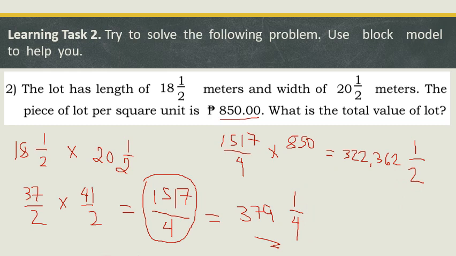Kapag ito ginawa nating mixed number, mali pala to, hindi fraction. Dapat to i-decimal kasi ito ay pera. Okay, so ito magiging 50 cents. So, magiging answer po natin is 322,362 pesos and 50 centavos.